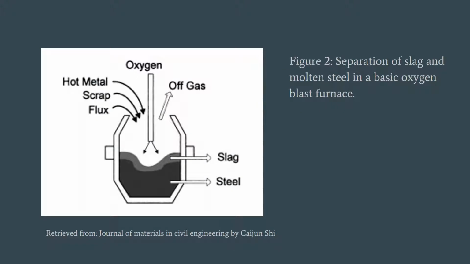This figure shows a basic oxygen furnace, where hot metal, scraps, and flux will be added. High heat and high pressure oxygen is then injected into the mixture, where it will chemically bind with the impurities and create slag. The addition of flux lowers the viscosity of the slag and prevents oxide from forming on the surface of the molten steel, creating a distinct layer.